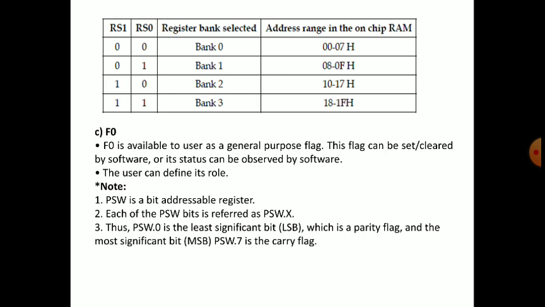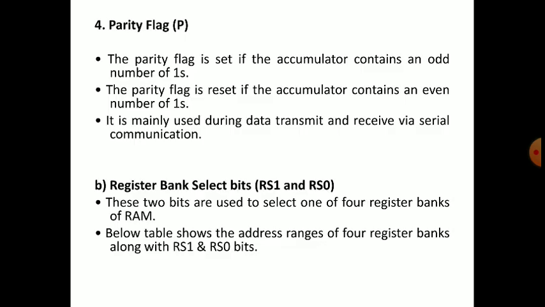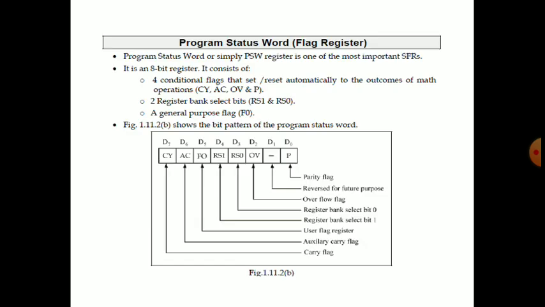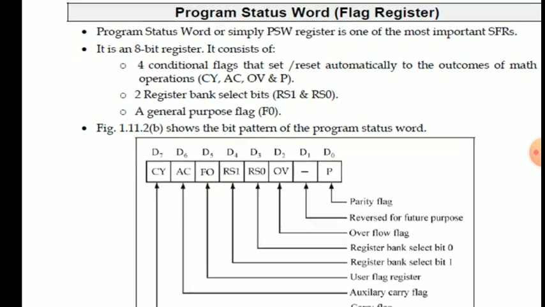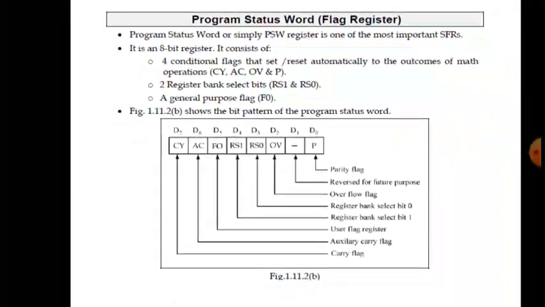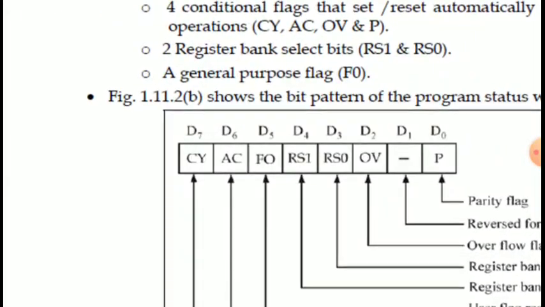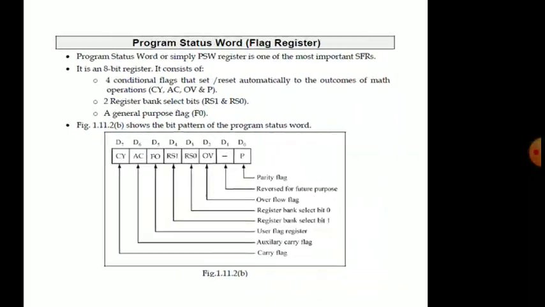Thus PSW.0 is the LSB, which is the parity flag, and the MSB, PSW.7, is the carry flag. Here we can see from the diagram that PSW.0 is the LSB, D0 is the P flag, the parity flag. PSW.7, the end bit, is CY, the carry flag.